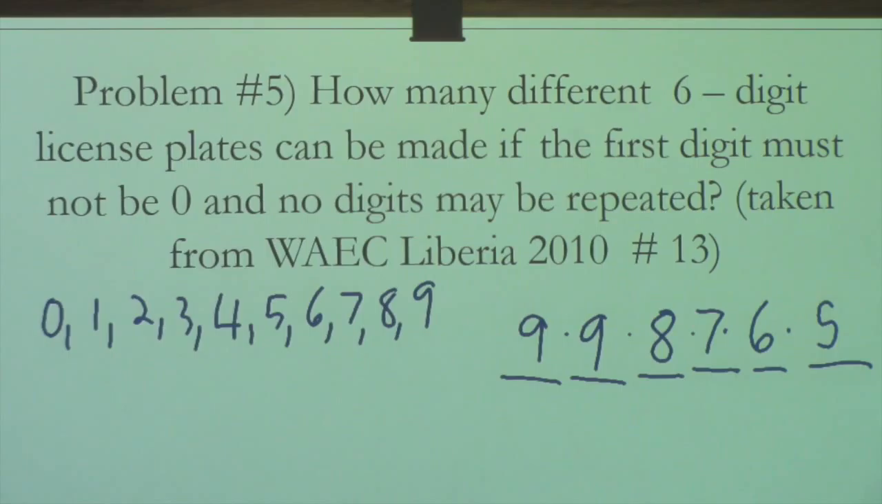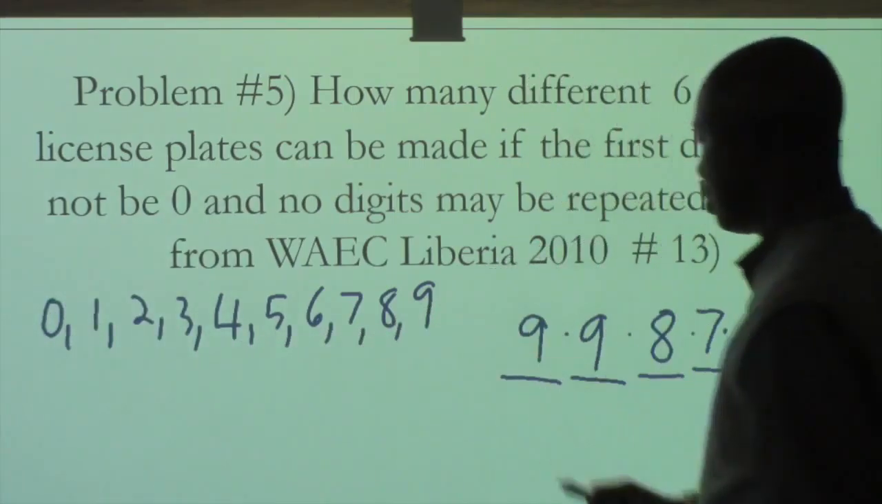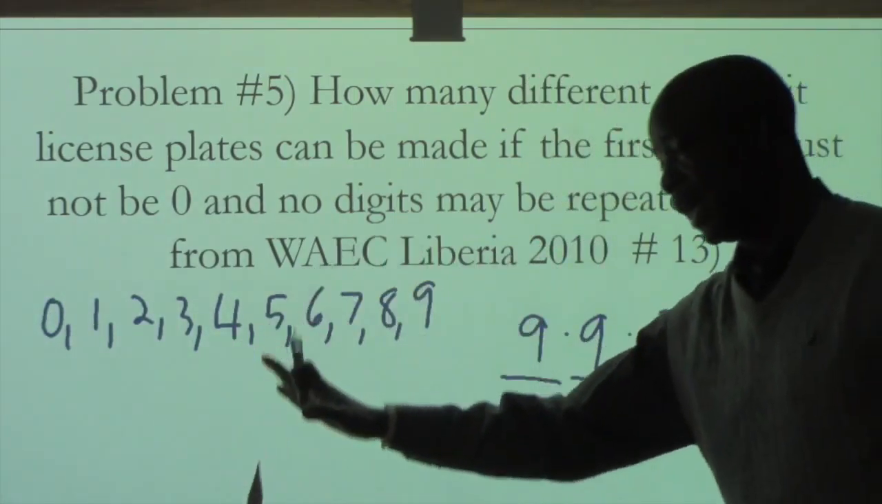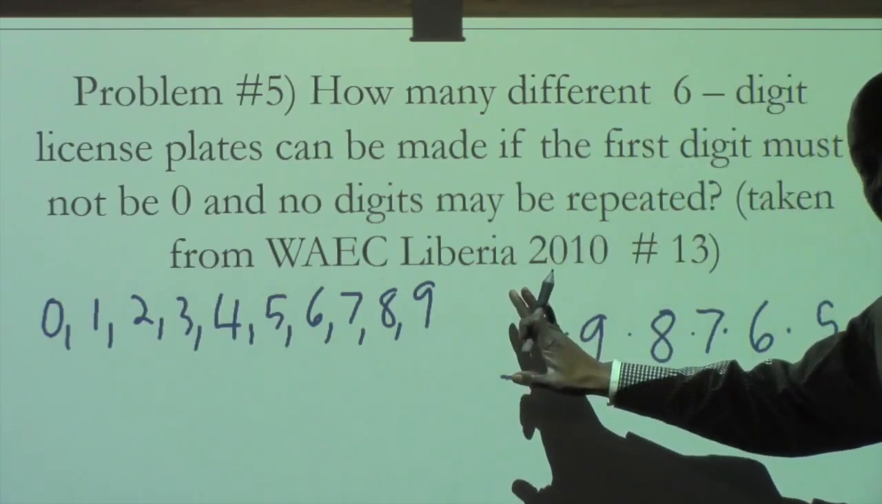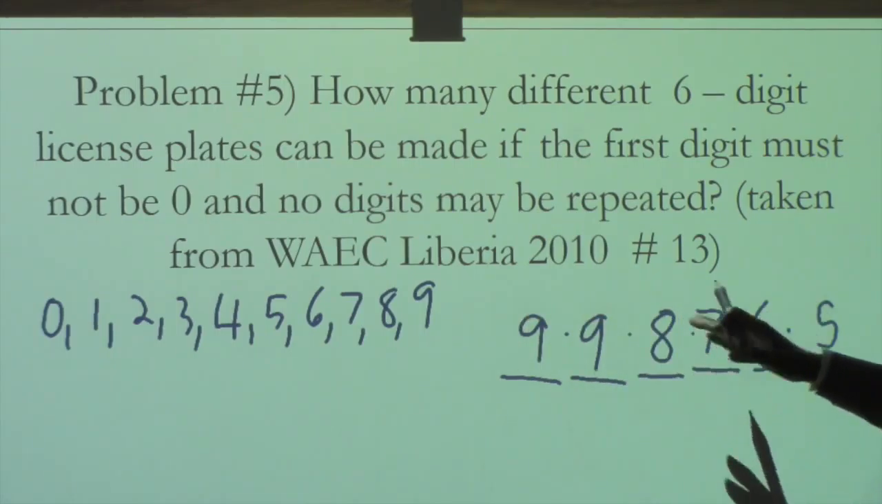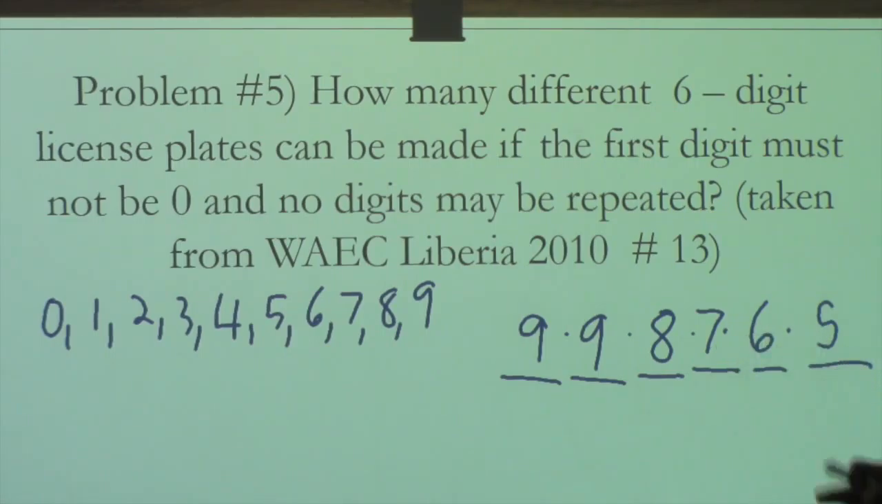Now let's go back. Why do we have 9 in the first place? Because we do not use a 0. So we are left with 9 options. Why do we have 9 here? Because even though we have 10 numbers, 10 digits, one has already been taken. So now we are only left with 9 possible ones to fill up that spot. Why do we have 8 here? Because 2 have been taken out, so we are left with only 8 possibilities, and so on.